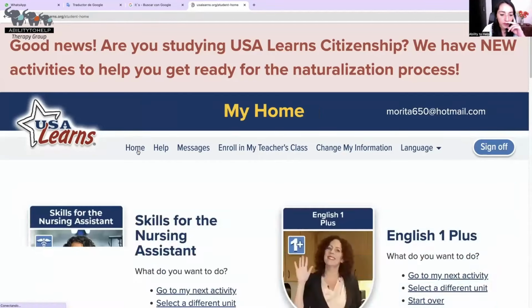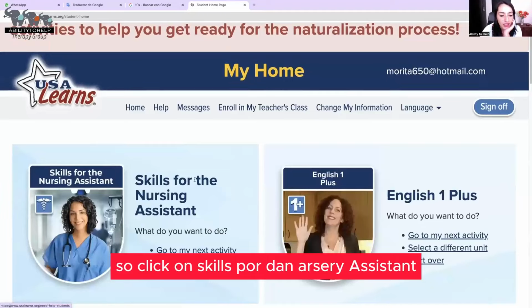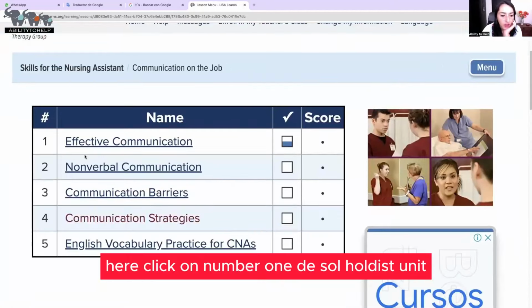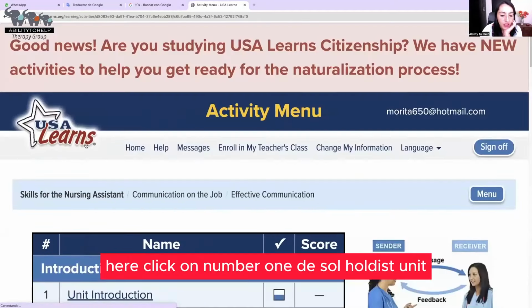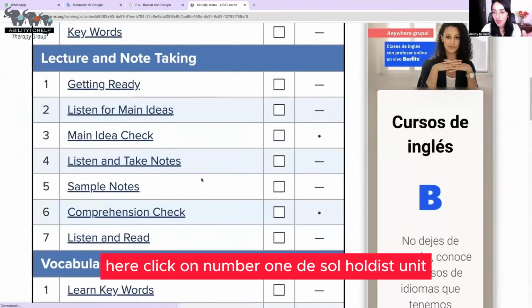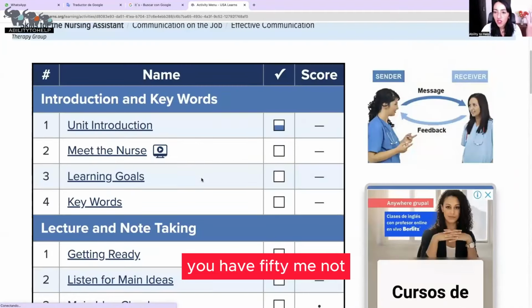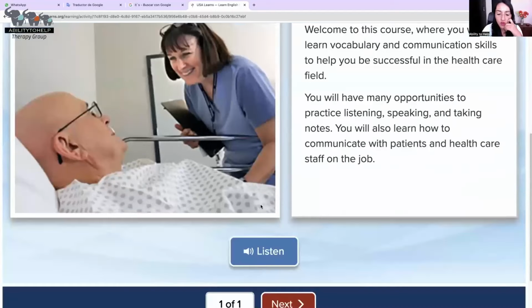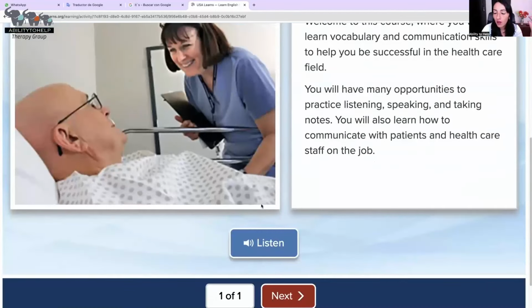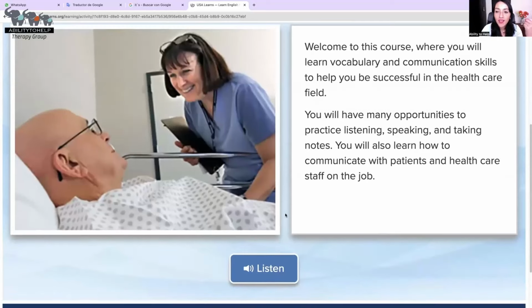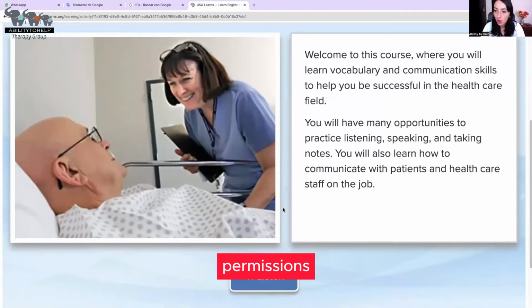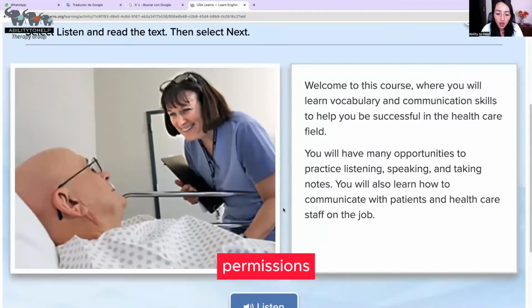This is your homework. So click on skills for the nursery assistant. Here, click on number one, then solve all this unit. You have 15 minutes or half an hour more after this class. So you could complete all this unit because I explained to you what happened with the request permission. So that's why you could do it by yourself. Please go to USA Learns and complete it.